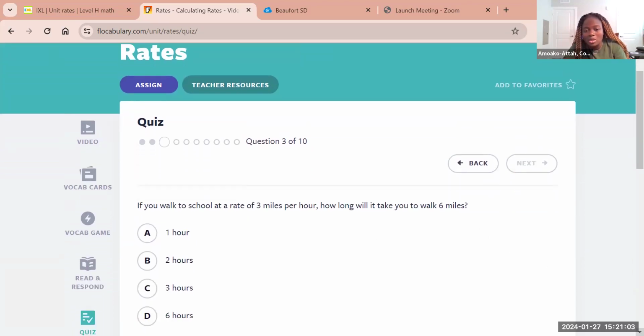If you walk to school at a rate of 3 miles per hour, how long will it take you to walk 6 miles? What do you do? So if 3 miles is giving you 1 hour, what will 6 miles give you? 6 miles will give you more hours. That is obvious. So what do you do? Let's divide. So 6 divided by 3 gives you 2 hours, right?